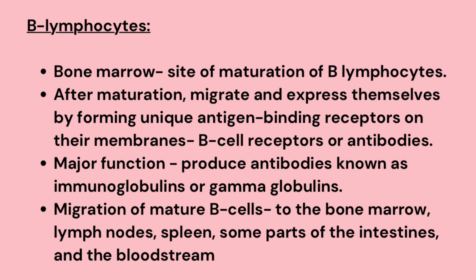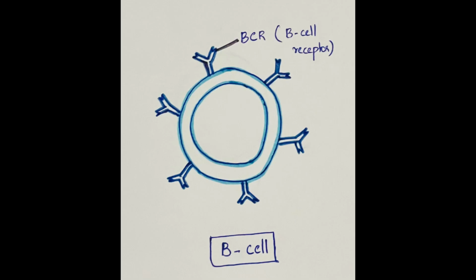Now, what is the function of B lymphocytes? It is to produce antibodies known as immunoglobulins or gamma globulins. Mature B cells migrate to the bone marrow, lymph node, spleen, some parts of the intestine and the bloodstream. So this is the structure of a B lymphocyte. You can see the antigen binding receptor on the membrane of the B cell, right? It is called the B cell receptor or antibody, okay?